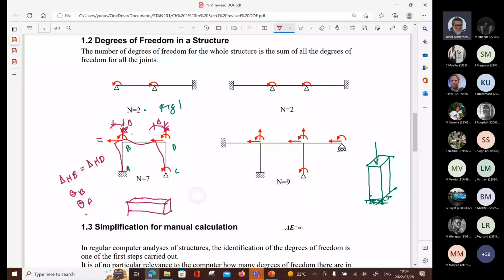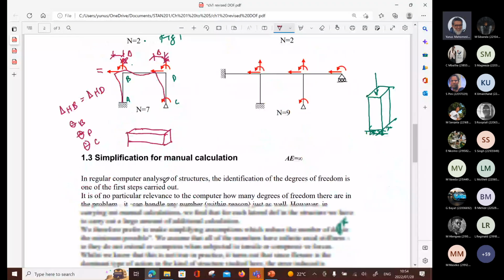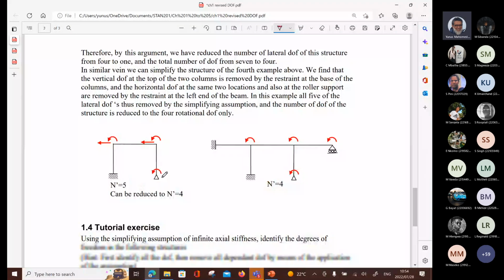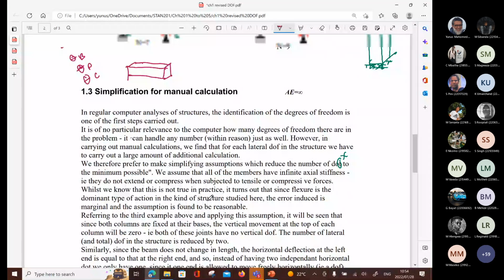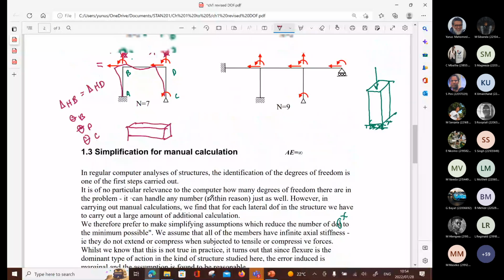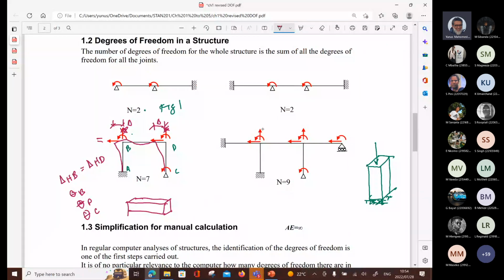Are you with me? So now I can reduce it to 4. Okay, so I can simplify that one to 4. There we have it there. So I can reduce it to 4, 5 or 4. Okay, are you with me? And then when I come to this one, what do I notice? I can take that out. It's infinitely stiff. I can take that out. It's infinitely stiff because the support here and here are going to hold it in position.